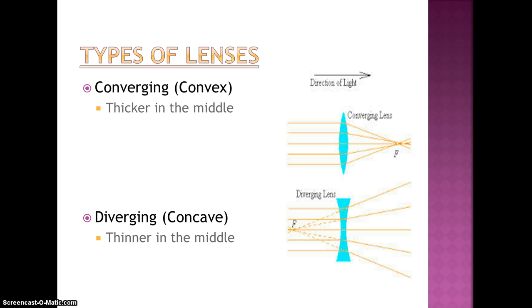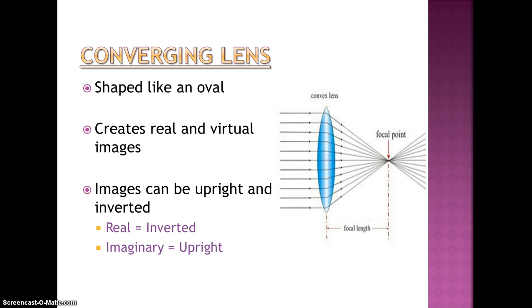The rays refract through the lens and converge toward the focal point for convex lenses. For concave lenses, the rays refract and diverge. These diverging rays are then traced back towards the focal point to create a virtual image.